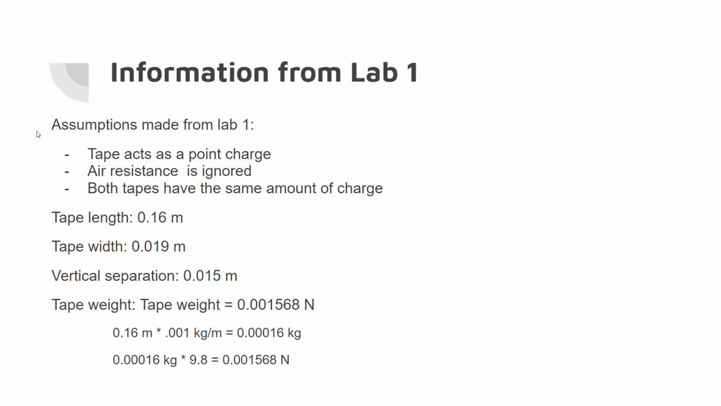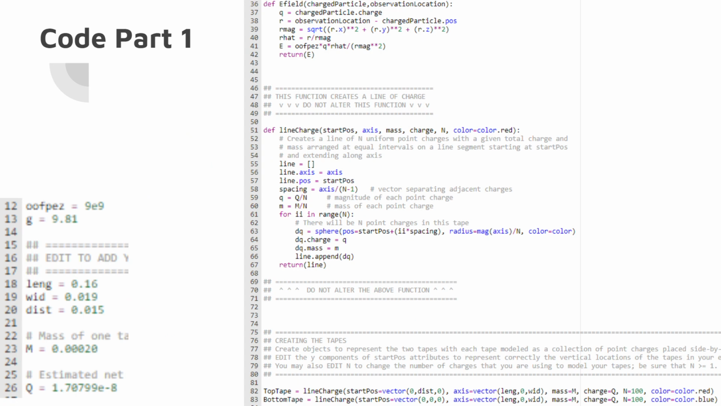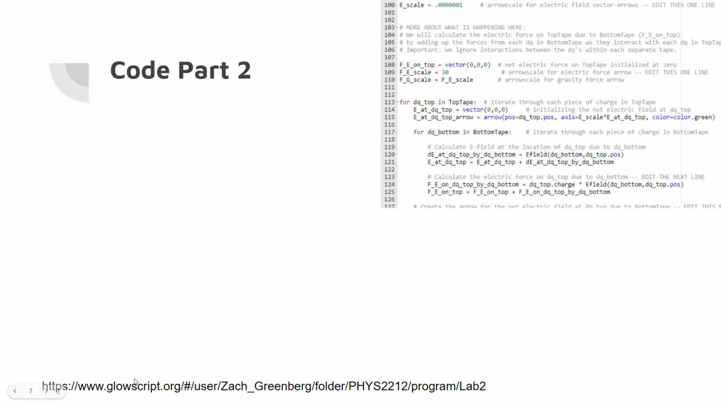The assumptions that we made from Lab 1, and here's some information from Lab 1. We assume that tape acts as a point charge, that air resistance is ignored, and that both tapes have the same amount of charge. And here is the data from Lab 1 that will be used. Using this information, we input the information into variables in the code, and I was able to calculate the estimated charge to be 1.708.